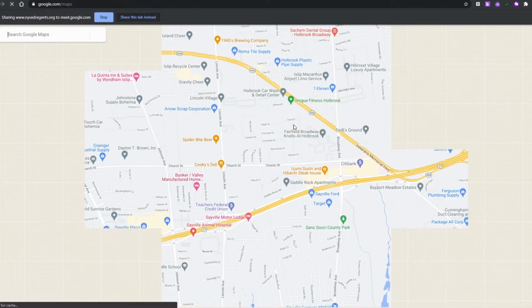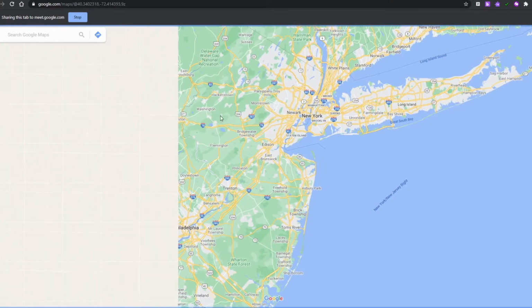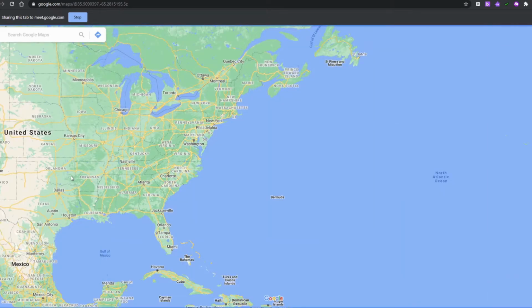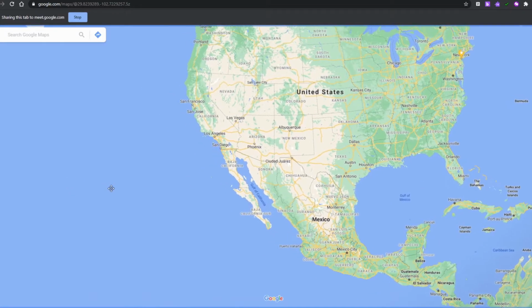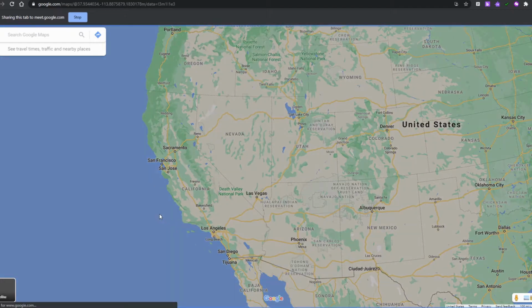I'm going to pull up a Google map. And let's put on a satellite view.